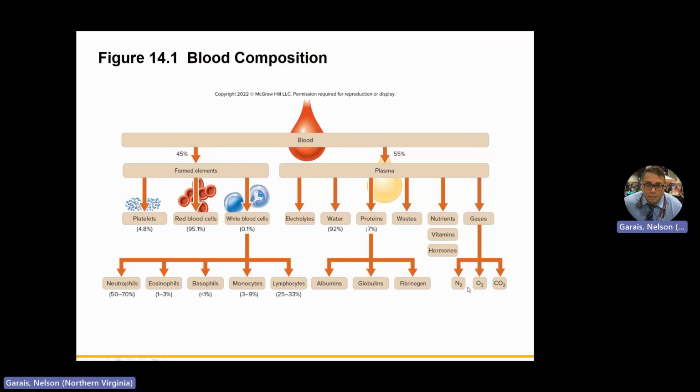The three main gases in your body are nitrogen, oxygen, and carbon dioxide. Remember, the main monitoring chemoreceptor in your central nervous system, in your cerebrospinal fluid, is for carbon dioxide.